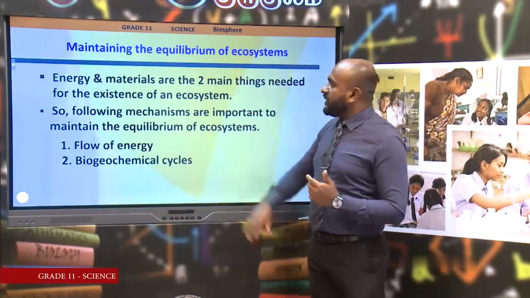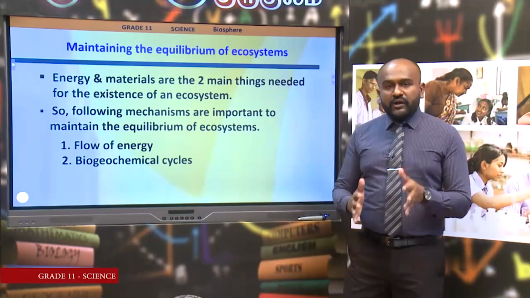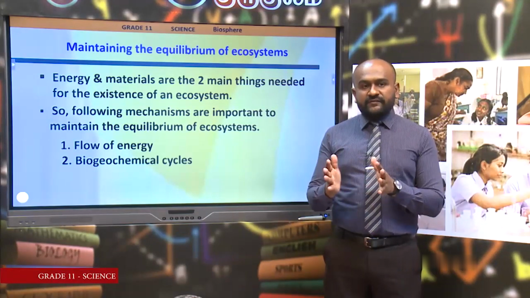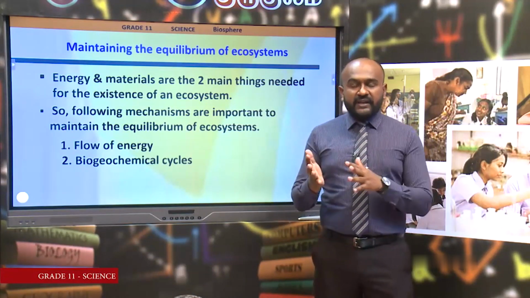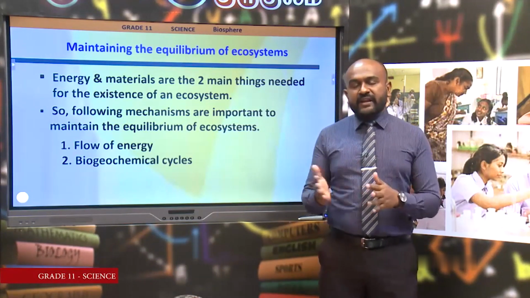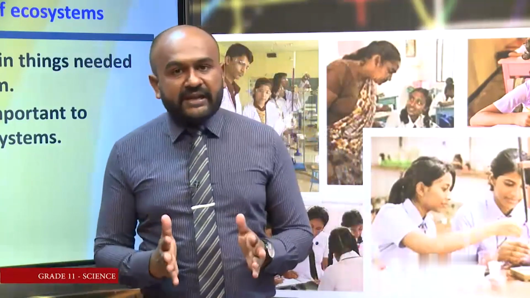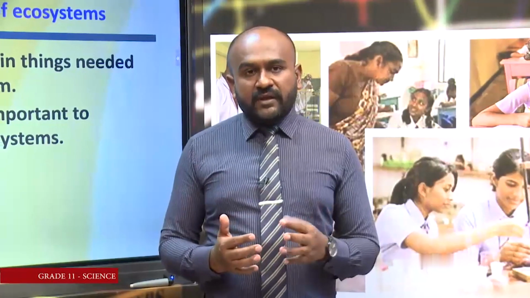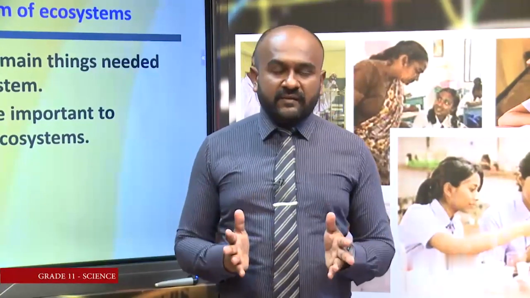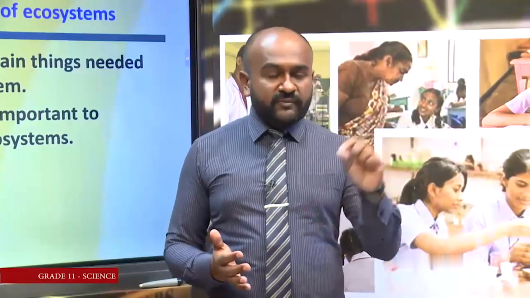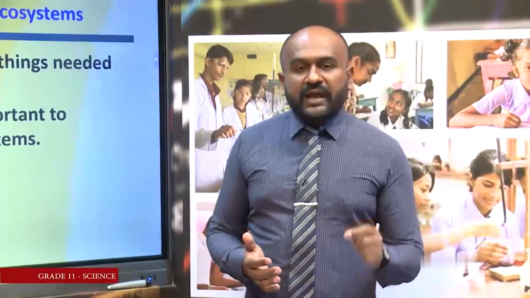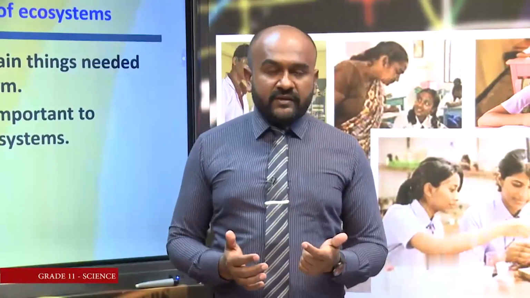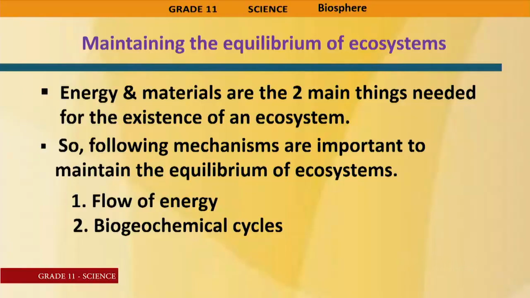Maintaining the equilibrium of ecosystems. Already you know equilibrium is a result of the interactions going on between living things, between non-living things, and between living and non-living things. So, when it comes to maintaining the equilibrium of an ecosystem, two things are really important. One thing is energy flow. Energy should flow from one level to the other, and the other thing is cycling of materials. We take this as biogeochemical cycles in this unit. In the next chart, I show you how this equilibrium is maintained, and what we are going to learn under that.